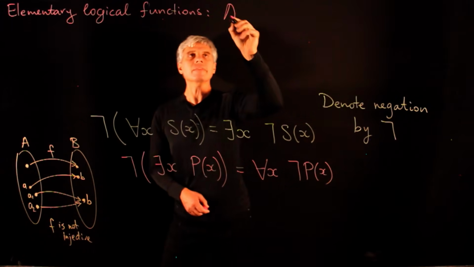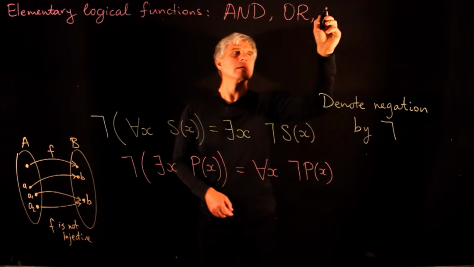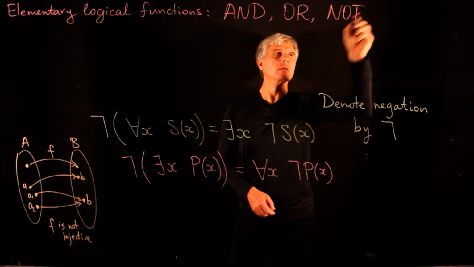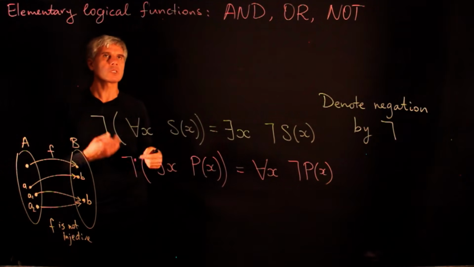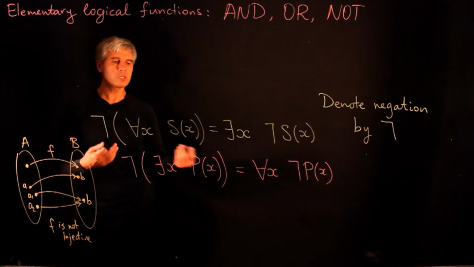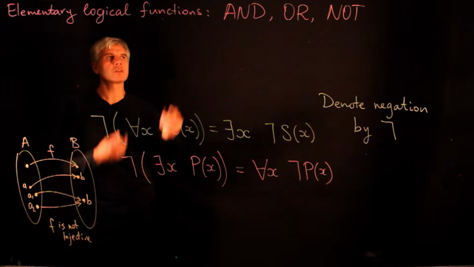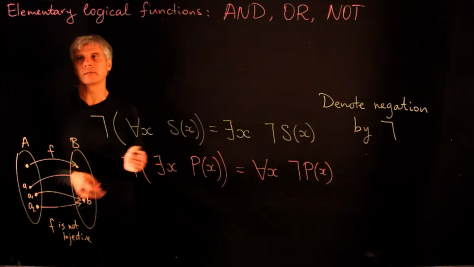So these are and, or, and not. So these logical functions are applied to statements. So we can put two statements together with an and function between them. So we can say A and B.